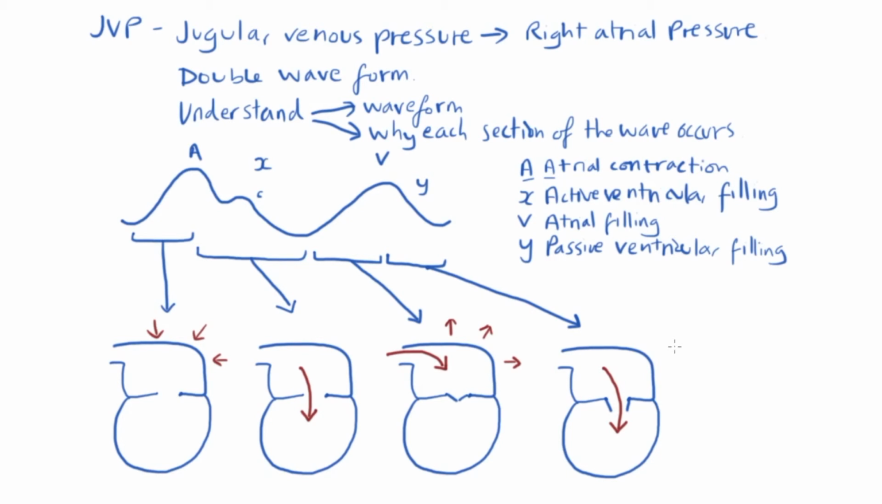I hope you've enjoyed this video on the JVP. One important learning point that I'd like you to take away from this video is that the JVP has a double waveform because of the two stages of ventricular filling, both the active and the passive.